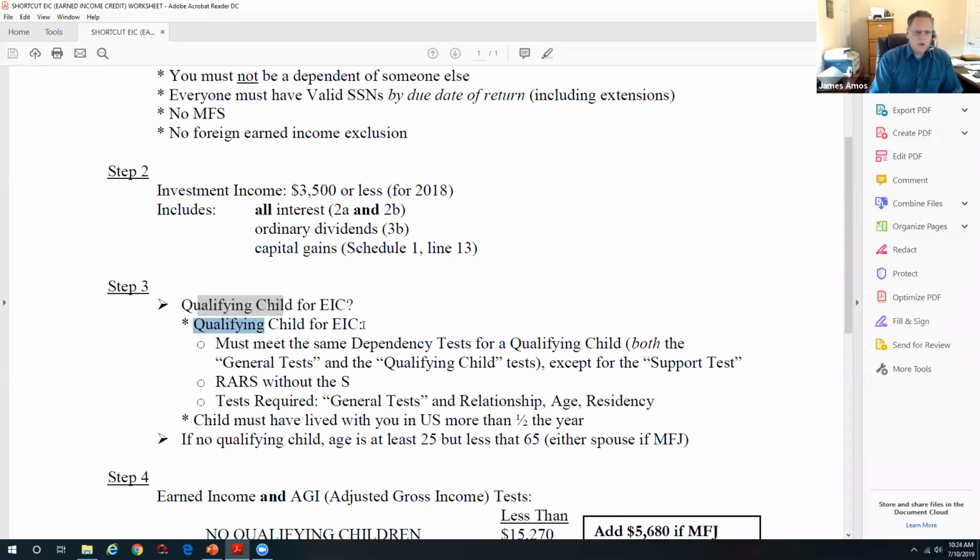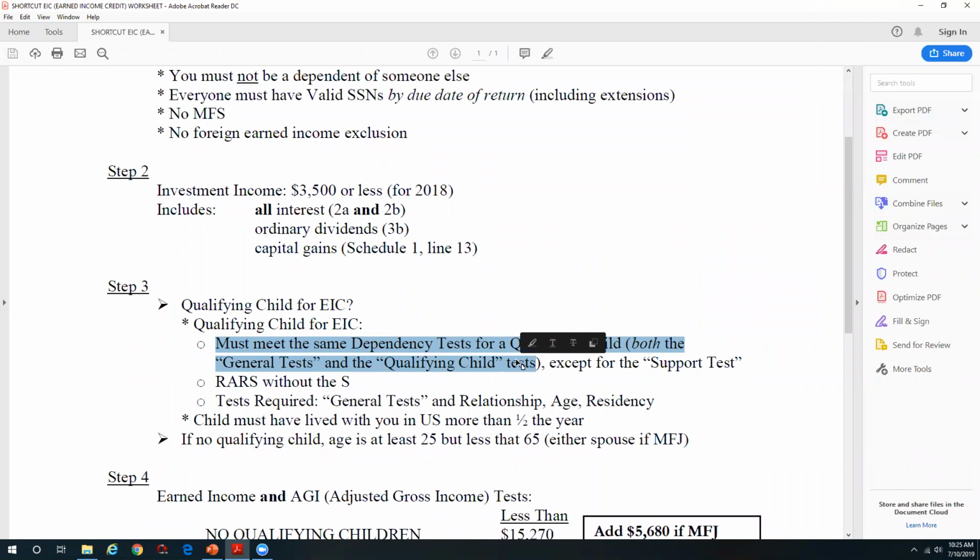First of all, what is a qualifying child for EIC? Well, it must meet the same dependency tests for a qualifying child, both the general tests and the qualifying child tests, except the support test. Let me explain that. Going back to my way of teaching you dependency, do you remember what the general tests were? What's the memory aid for the general tests? Does someone remember? Dogs jump creeks. So I'm going to have you guys share that.